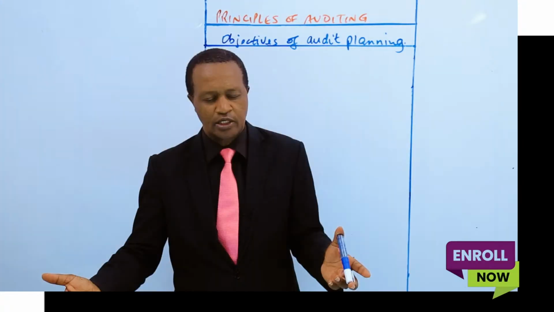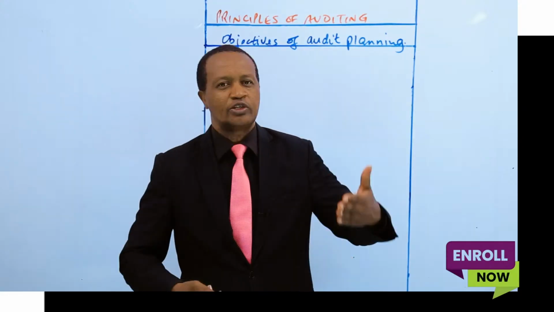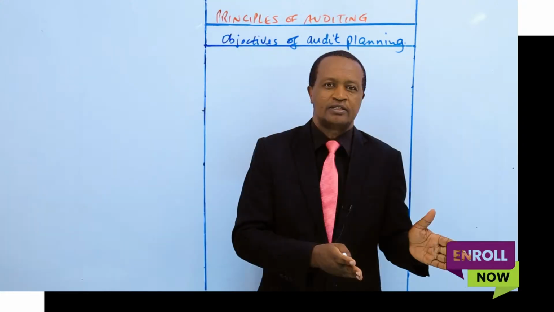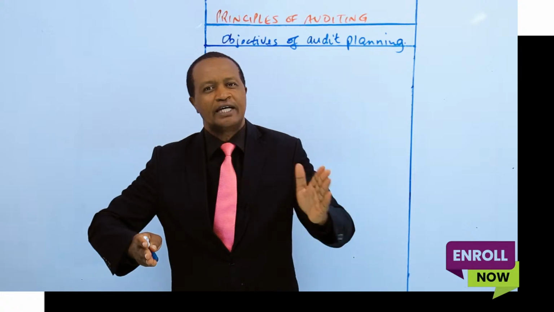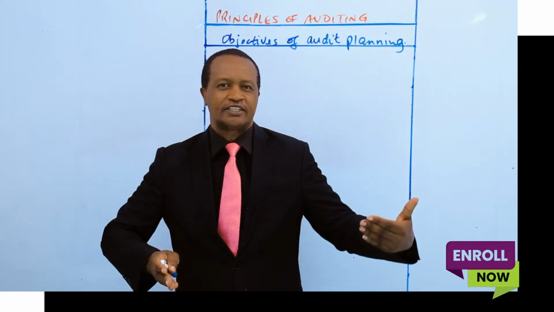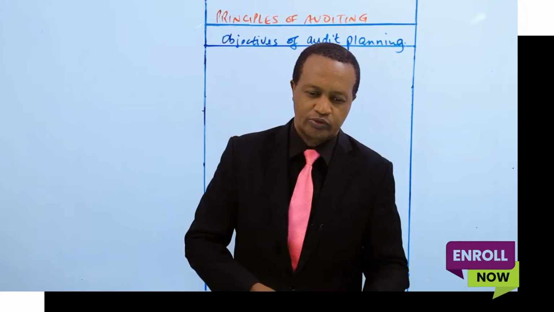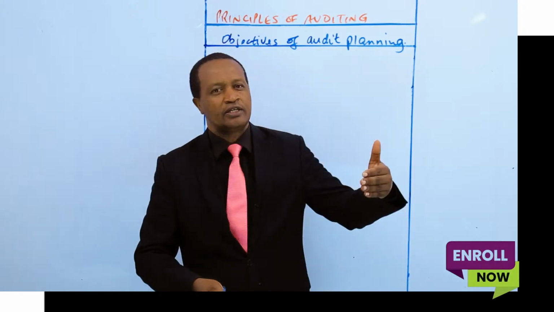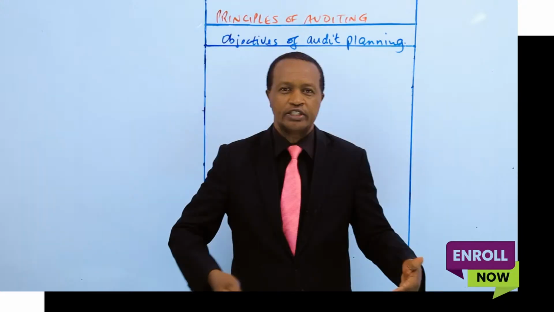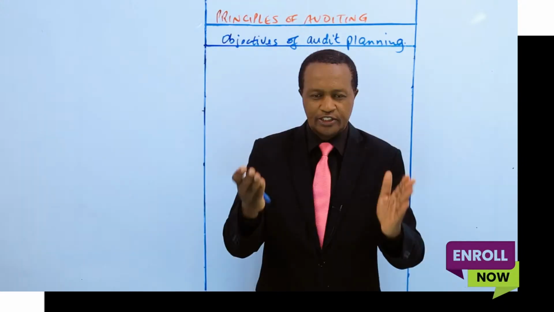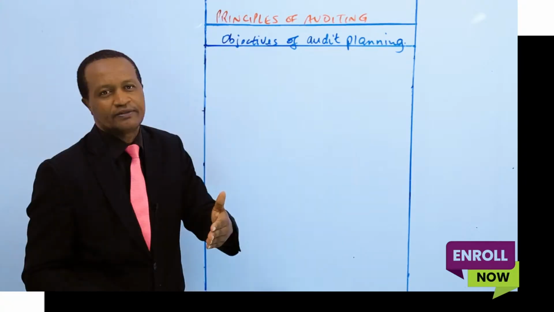Now, when carrying out an audit engagement, it's important for an auditor to have an audit plan. And the objectives of audit planning are multifaceted. They are multidimensional, and they are crucial for ensuring the effectiveness, efficiency, and quality of an audit engagement. In this lesson, we would want to analyze some of the objectives of audit planning.